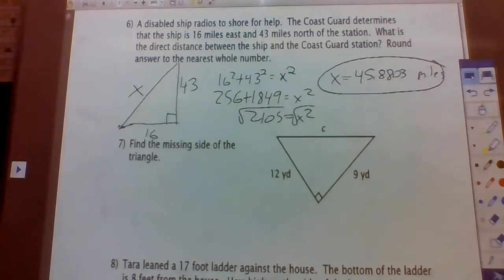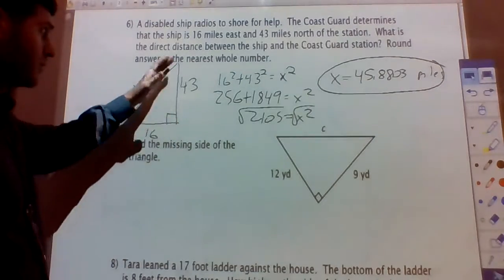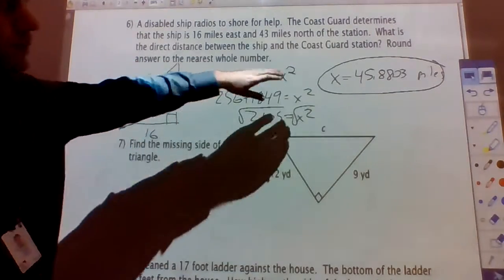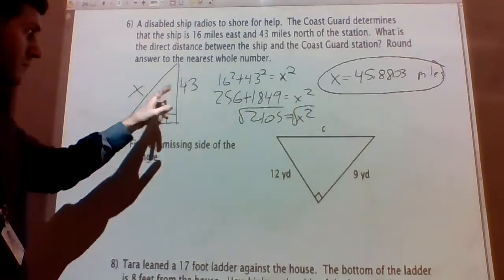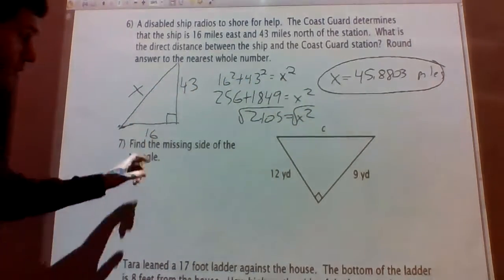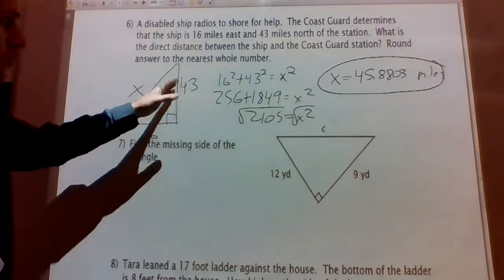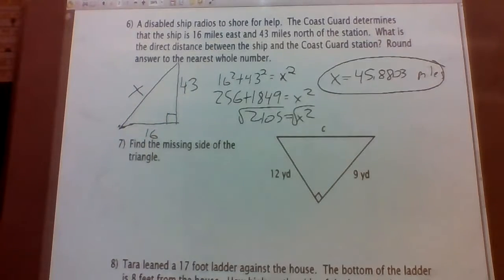The shortest distance is 45.88. Again, just to add, we know the hypotenuse is the longest side, so 43 and 16 are both small. We also know two sides of a triangle have to add up to more than the third side of the triangle. Right, that was our triangle inequality theorem. A plus B has to be greater than C. A plus C has to be greater than B, and B plus C has to be greater than A.